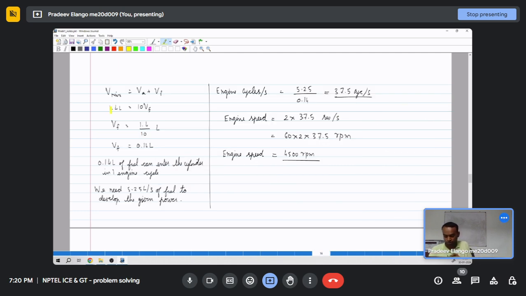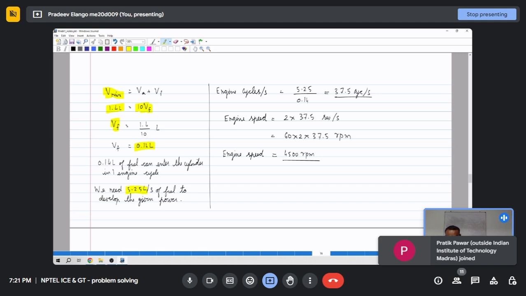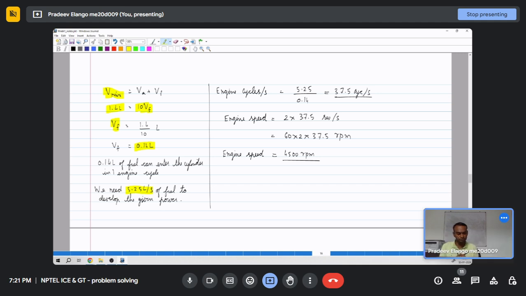Then we will have V mix as 10 VF, and V mix we just saw is 1.4 liters, so we can calculate VF as 0.14 liter. So that means 0.14 liters of fuel can enter the engine cylinder for every one cycle of the engine. And we have also calculated that we need 5.25 liters per second of fuel to be fed to the engine to develop the given power. So based on these two values, we calculate the engine cycles per second as 5.25 by 0.14, that is 37.5 cycles per second. And with this, if you calculate the engine speed, it will be 4,500 rpm.